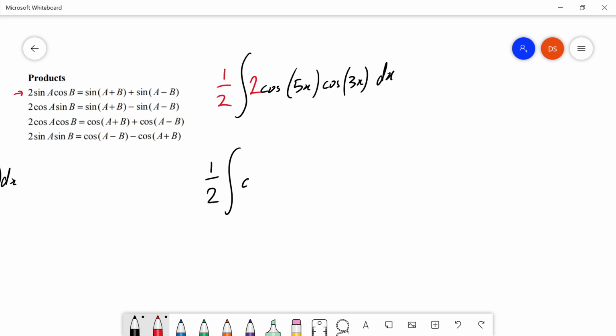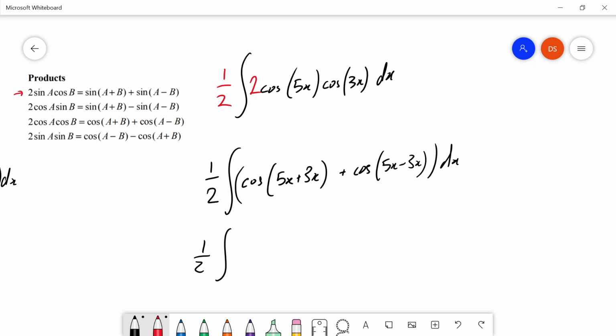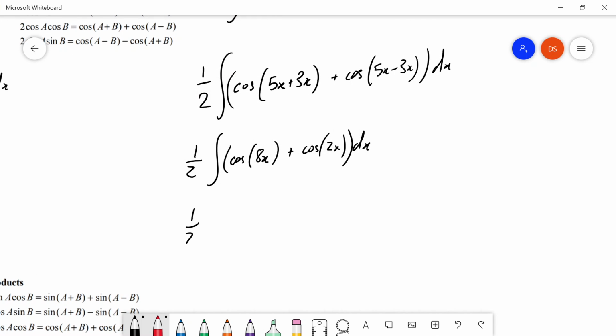And then we can plug in cosine A plus B plus cosine A minus B. Okay, all of that in brackets, dx, half at the front, cosine 8x plus cosine 2x dx, and we integrate, so there's a half, square brackets, the integral of cosine is sine divided by 8, integral of cosine is sine divided by 2, all plus c.